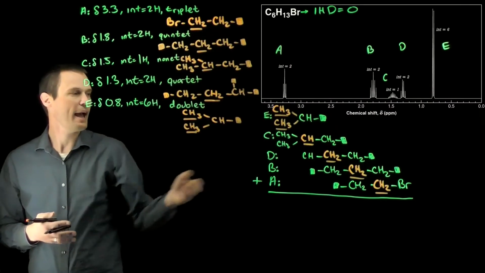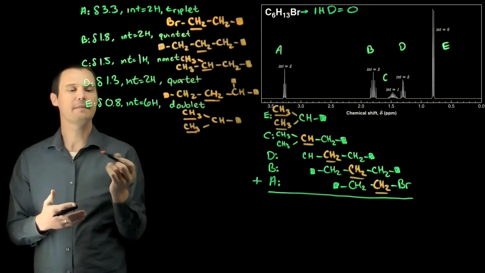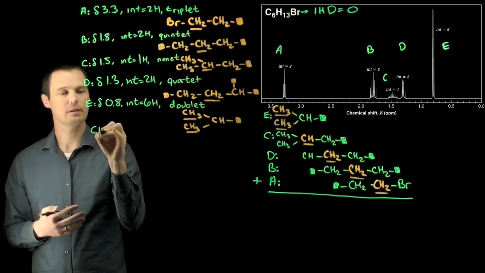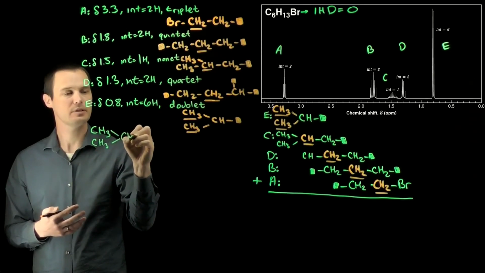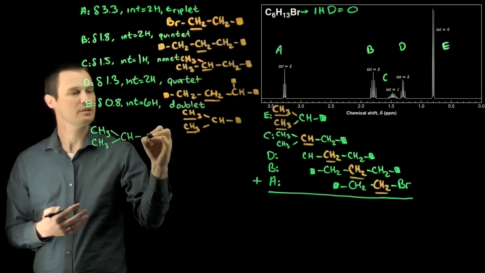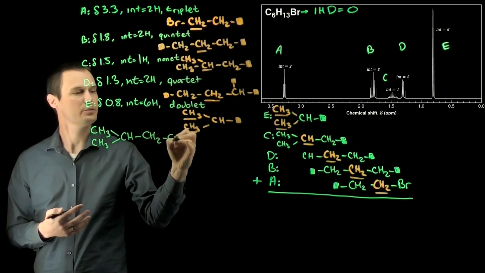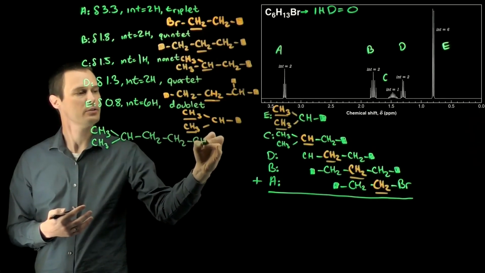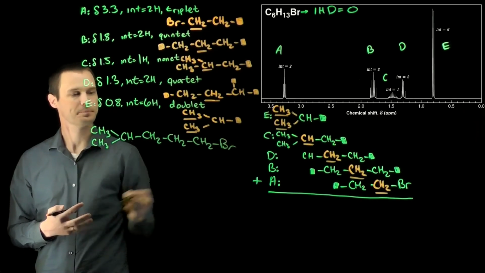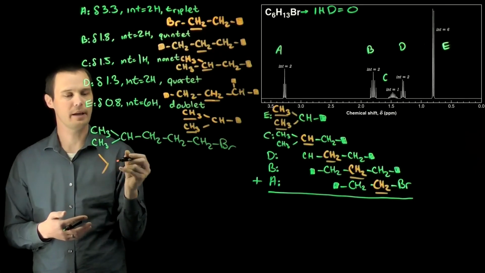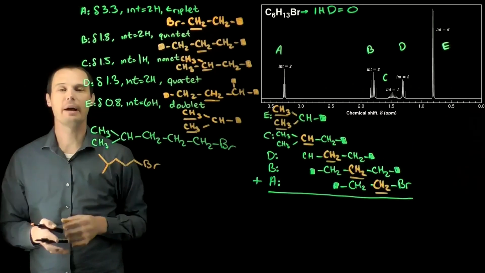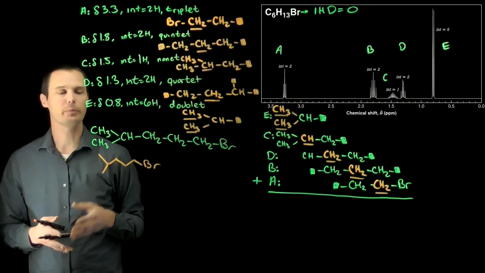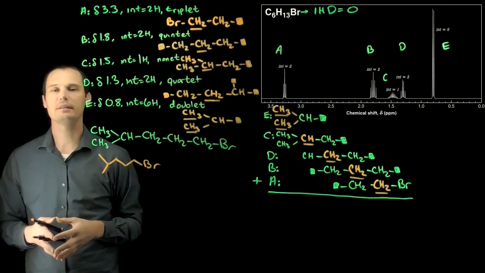The last thing to do is to add them all together, and so I end up with a final structure that has the 2 methyl groups attached to a CH group, which is attached to a CH2 group, which is attached to a CH2 group, and a CH2 group, and the bromine. Or I could draw this out in line angle form. And this would be my overall structure for this molecule. This is the structure that represents this spectrum.